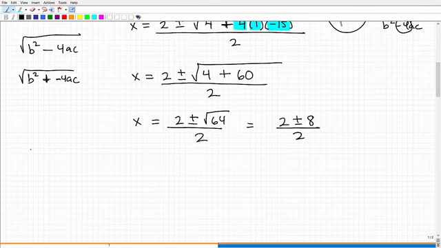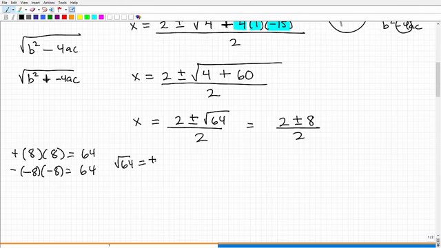Think about it. Positive 8 times a positive 8 is 64. However, negative 8 times negative 8 is also a positive 64. So your answer is both plus or minus. So the square root of 64 is both a positive and negative 8. Now, being the square root of any positive real number is going to be plus or minus, it's already built into the formula. That's why you have that plus or minus there, okay? So let me go and erase that.